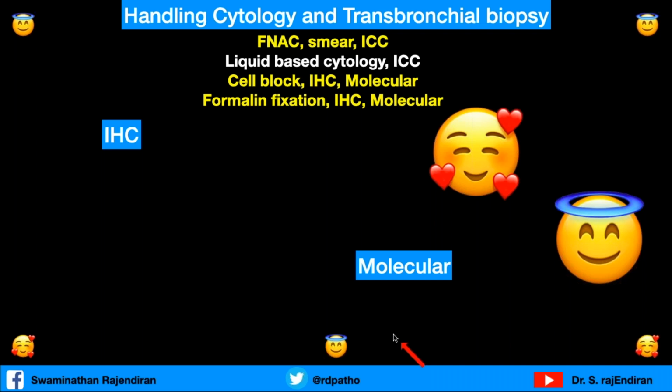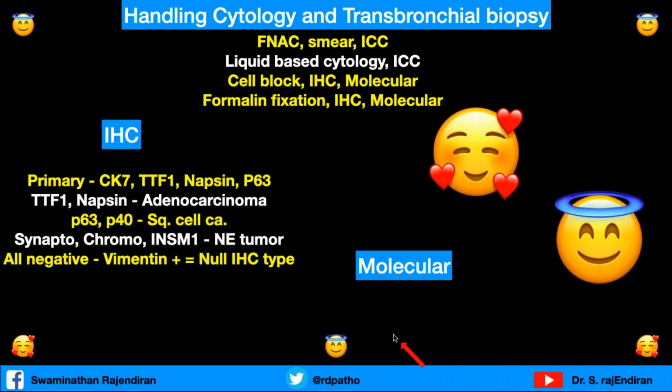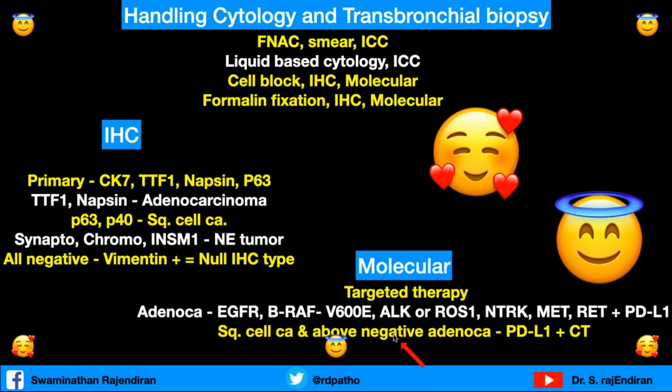For molecular workup, you have to handle them very carefully, as I mentioned. IHC: CK7, TTF1, napsin, P63 or P40. TTF1 and napsin for adenocarcinoma, P63 and P40 for squamous cell carcinoma, INSM1 for neuroendocrine. Remember POU2F, all negative, and when vimentin is positive, it is null cell type. Molecular, for targeted therapy, for adenocarcinoma, we do EGFR, BRAF, ALK, ROS1, NTRK, MET, RET, and PD-L1.